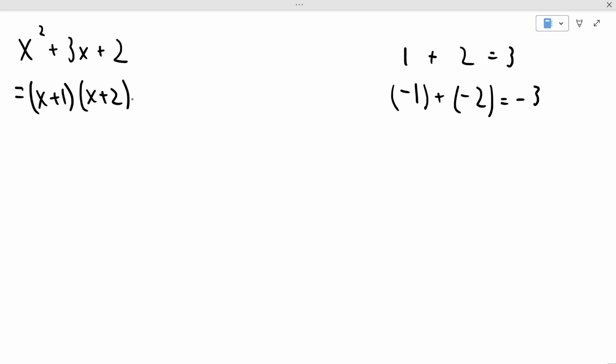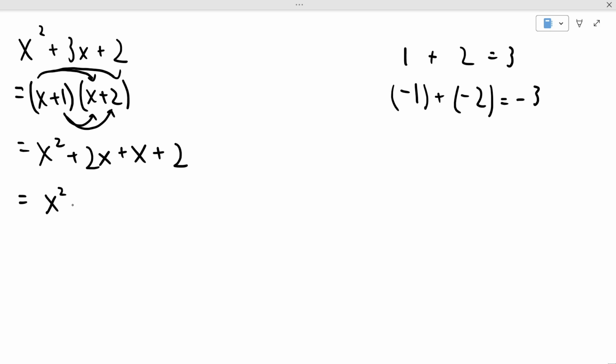What we have done is taken the two numbers we have chosen and factored the expression as x plus the first number, which is a 1, times x plus the second number, which is a 2. The order in which we choose our numbers doesn't matter, as long as we have chosen the correct two numbers. The reason why this works is because if we expand our factored expression, we can see that it equals x squared from our first multiplication plus 2x from our second multiplication plus x from our third multiplication plus 2 from our last multiplication. And this simplifies to x squared plus 3x plus 2, which is what we started with.